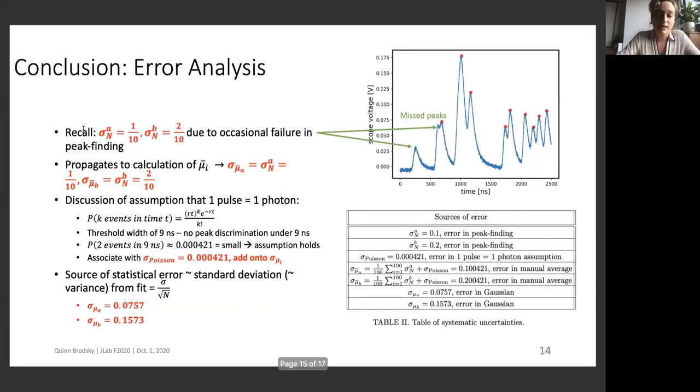So now I'm going to discuss some of the error we had in the experiment. As I said before, the first source of error was the calculation in the number of peaks with the peak finding method. And from comparing it with manual observations at the peaks, I associated the uncertainties that I denoted here, sigma NA and sigma NB. With this uncertainty, we associate that error, and we have to propagate that when we calculate the mean.